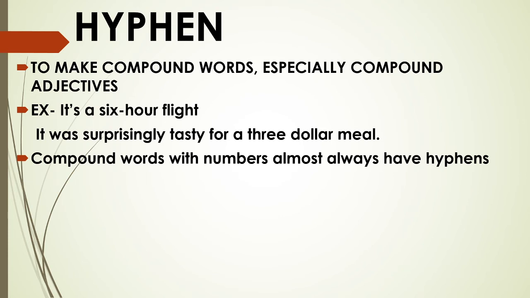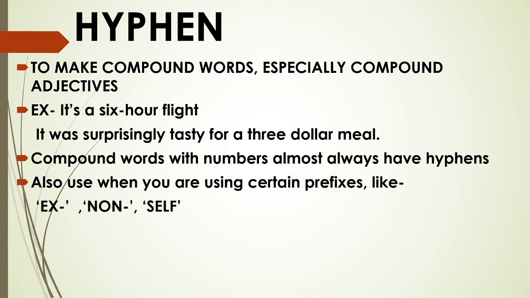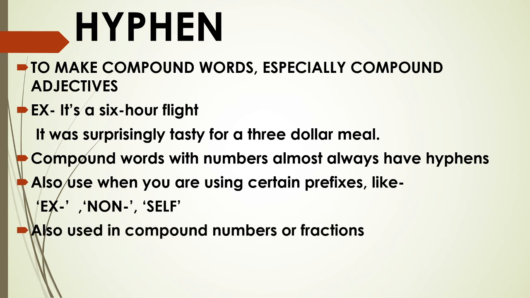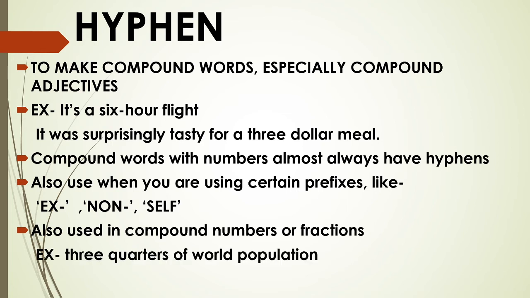Compound words with numbers almost always have hyphens. Also, they are used when you are using certain prefixes like ex, non, or self. They're also used in compound numbers or specifically in fractions. So if you need to add a prefix or you're talking about a compound number or fraction, you need to put a hyphen there. For instance, 3/4 of world population. So what's wrong with the sentence here is there has to be a hyphen between 3 and quarters.